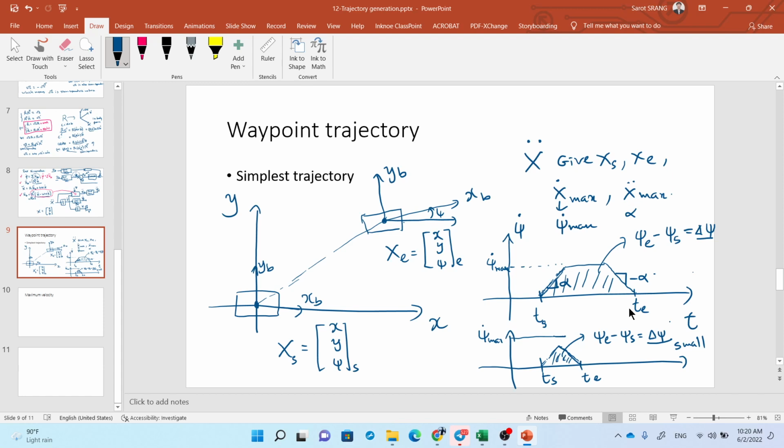Because H has x, y, and psi, just use the last component, because as I said, you can generate trajectory for the angle and for the position separately. So first start to think about the angle, because it's only one component. It's easy. Later we think about how to generate trajectory for x and y with two components. A little bit more difficult, but not very difficult.